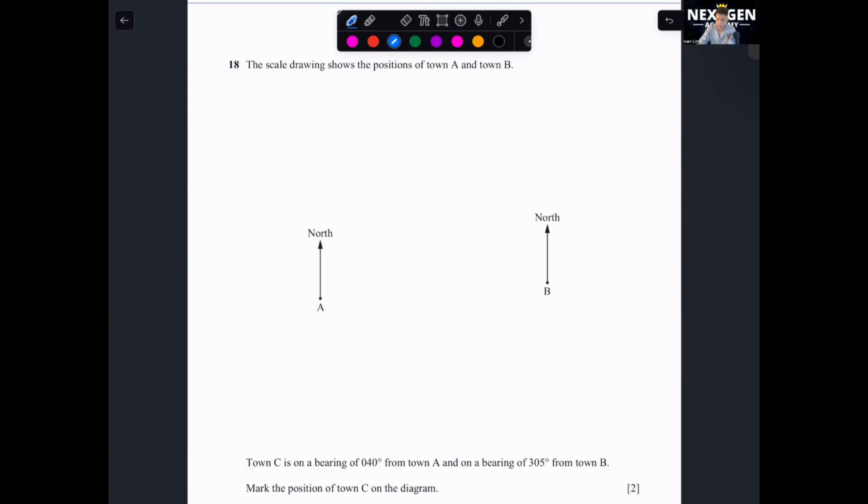For this question, we have to use our protractor. You all need to have your protractor with you. Let's understand the concept of bearing first. Bearing is measured from north, in the clockwise direction, and written with 3 digits. Town C is on the bearing of 040 from town A, so we put our protractor over here first. The protractor is the half circle one.